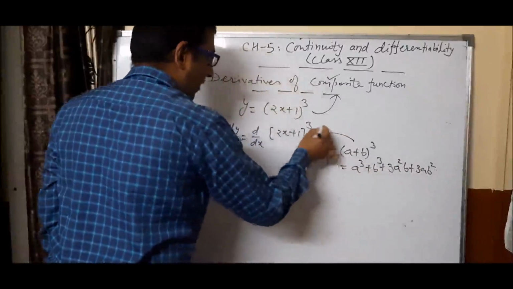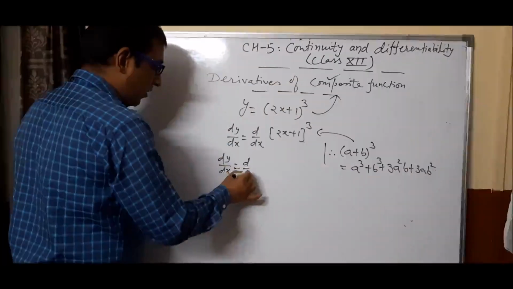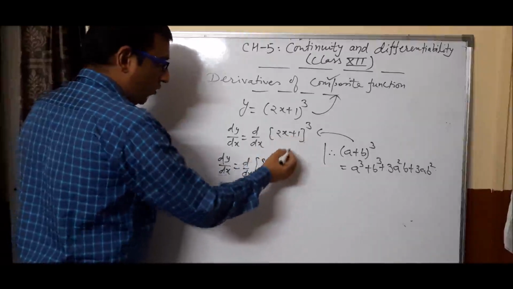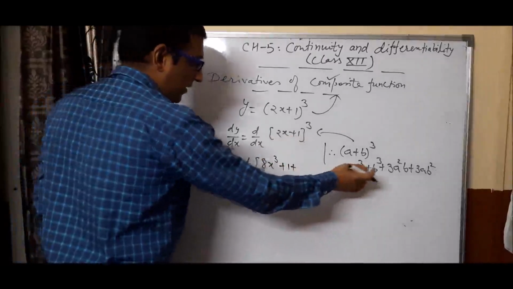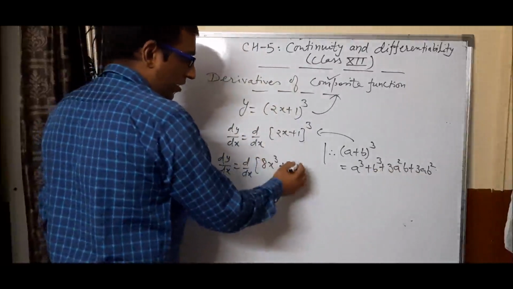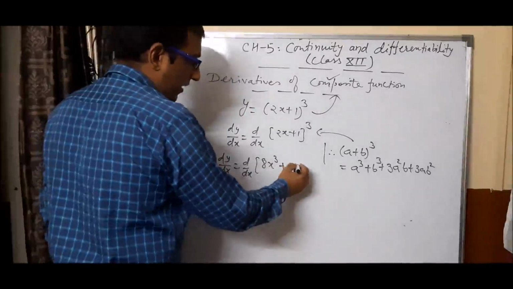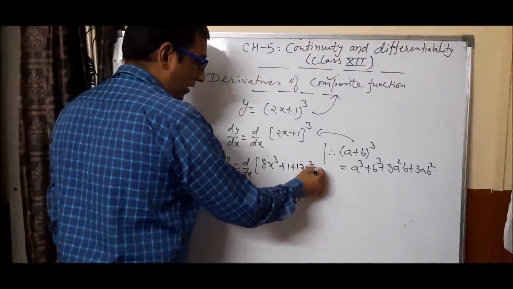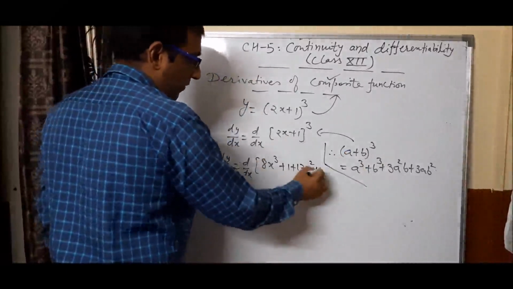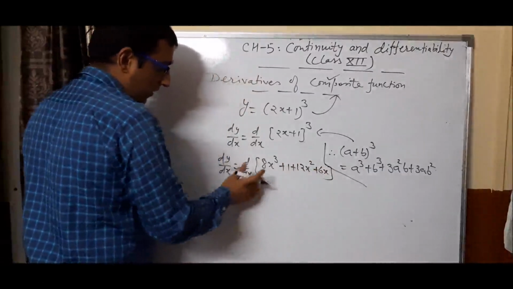If we apply this formula here, it can be written as d by dx of (2x) whole cube is 8x cube, (1) whole cube is 1, then 3a square b, it means a is 2x and b is 1. So when we apply here, it becomes 3 into 4x square, that is 12x square, then plus sign, then 3ab square, this is a, this is b, so it becomes 6x. Now we will continue with the differentiation of this.